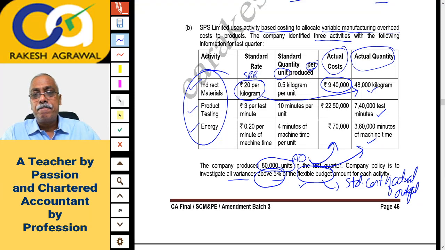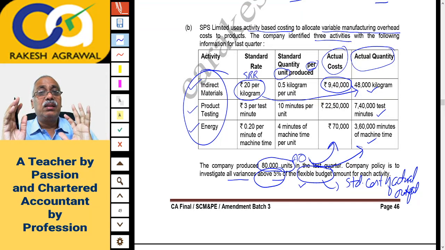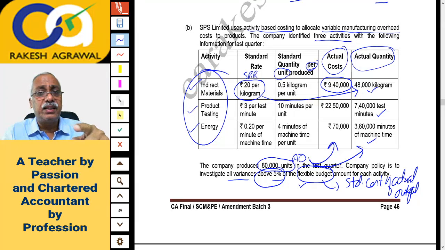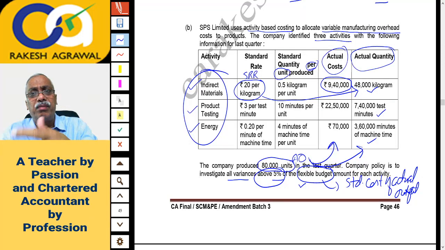Are you getting it? Just logically substitute the data in the formula. Instead of SRR per hour, I will take that standard recovery rate, that is activity cost driver rate, into number of times that activity is carried out, minus actual cost.